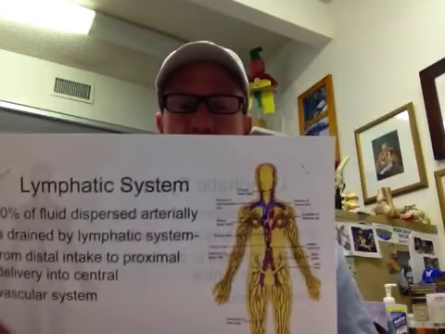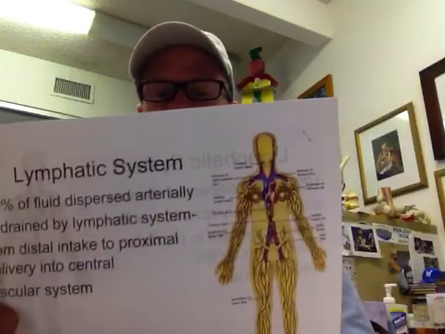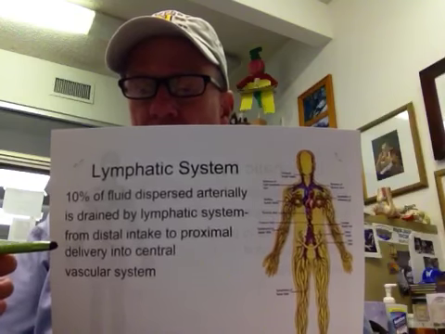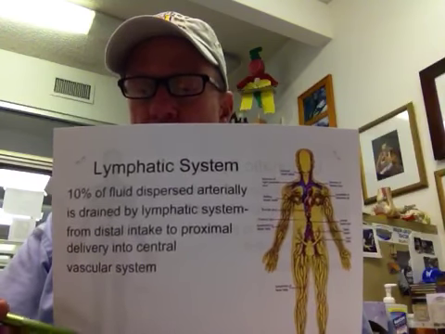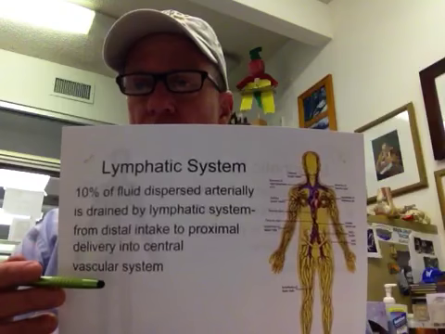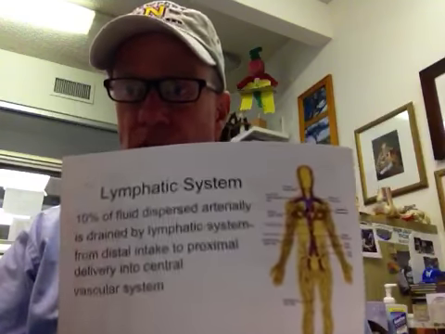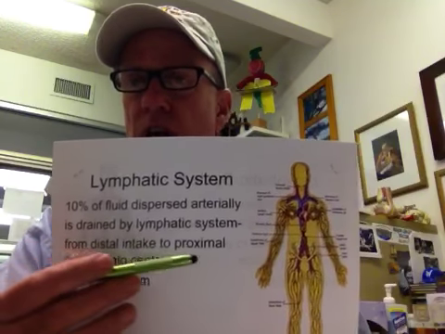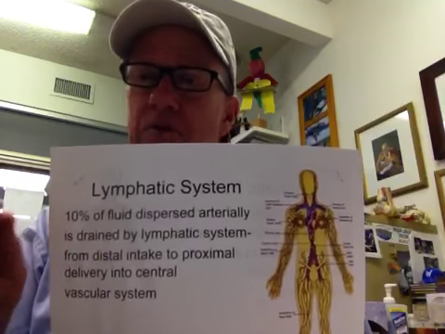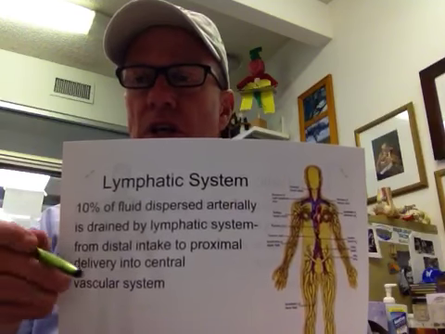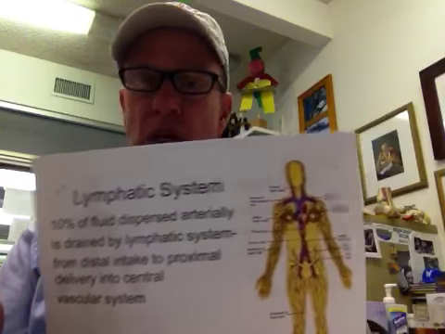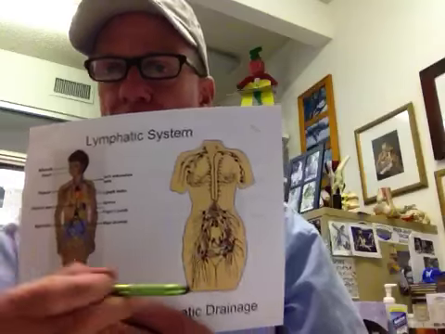10% of fluid is dispersed arterially. That gets drained ultimately by the lymphatic system. So there's collection of lymph throughout the body. General circulation takes oxygenated blood out of the heart. 90% of the return of deoxygenated fluid. Well, maybe I'm chasing my tail on that, but the fluid component that moves into the interstitial spaces is brought back to the central vascular system.